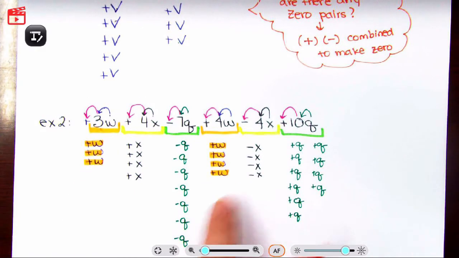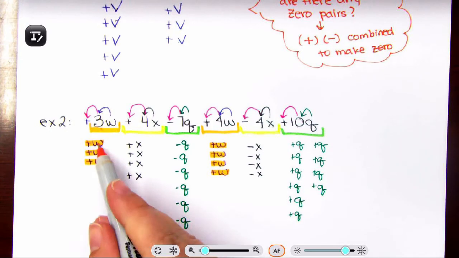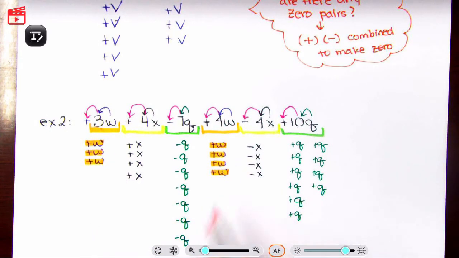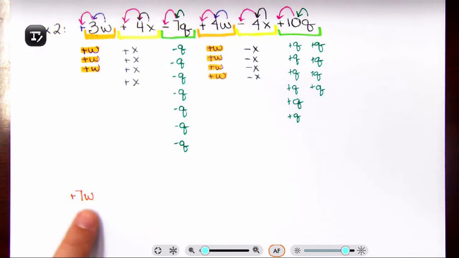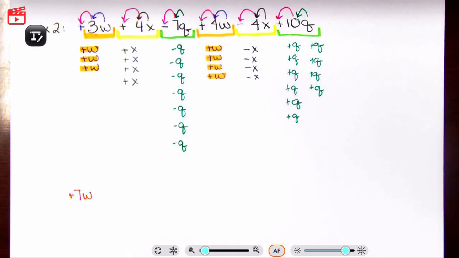So I don't have any negatives. So what do I have? I have 1, 2, 3, 4, 5, 6, 7 W's that are positive. I have 7 W's that are positive. Next, I have X's. So let's see what I have.